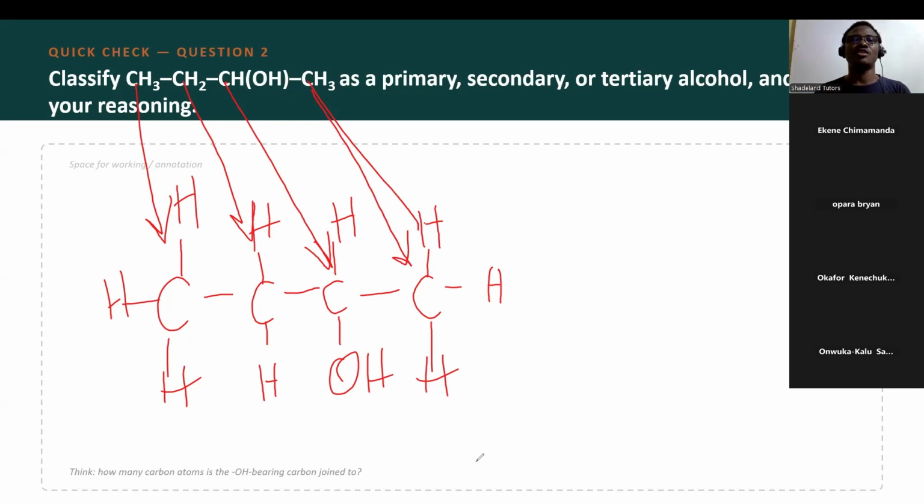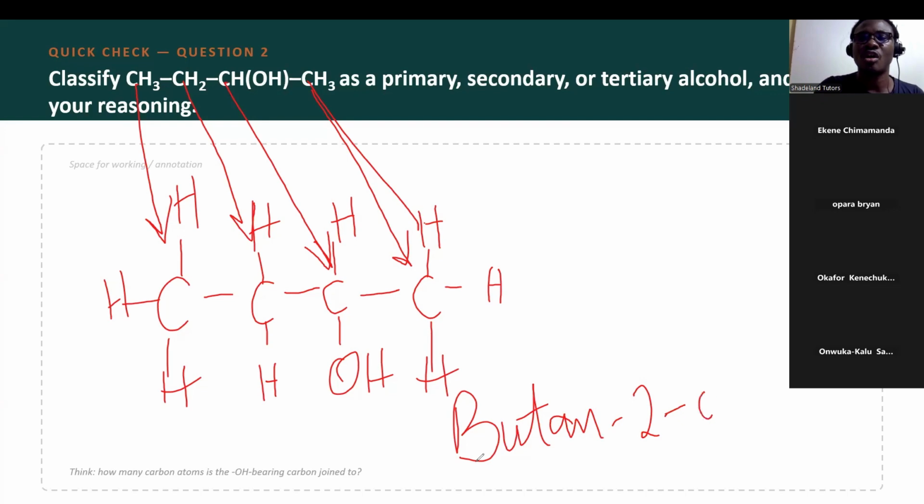So who can name this organic compound? Anybody? Okay, the name is butan-2-ol. You may want to draw the structure and write the name. Maybe one of these days we'll go back to naming, reconsolidate that naming very well because it's very important. We'll go back and look at that naming again, then forge ahead.